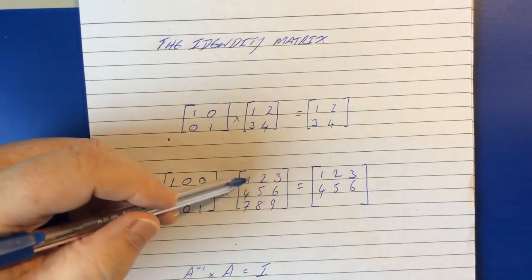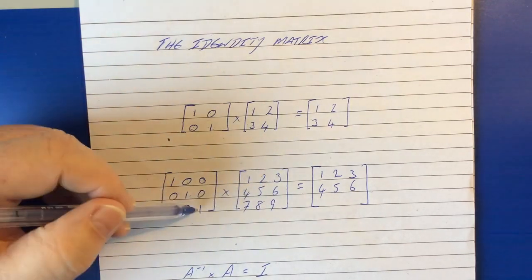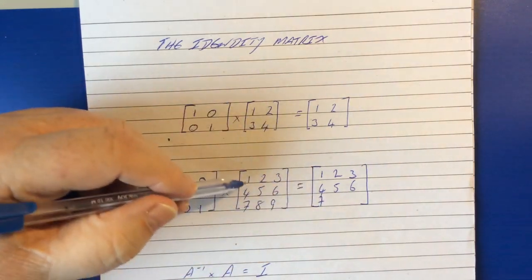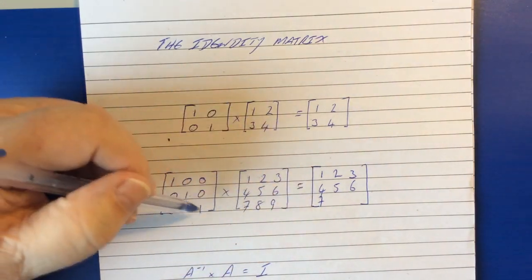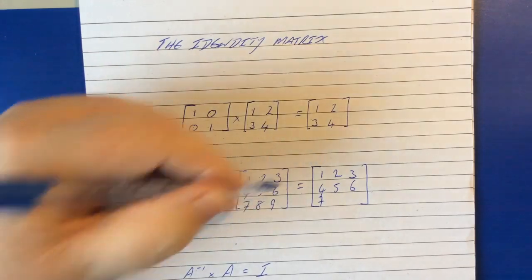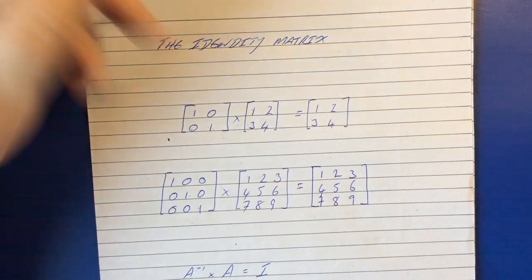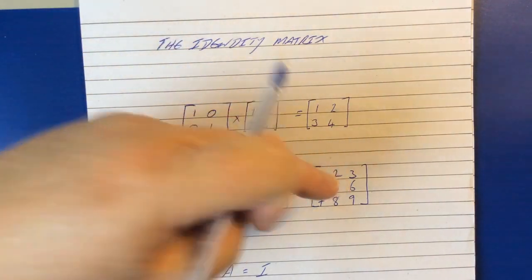Zeros times 1 and 4 is 0. 1 times 7 is 7. Zeros times 2 and 5 is 0. 1 times 8 is 8. And so forth, we get to 9. So that times that gives us that.